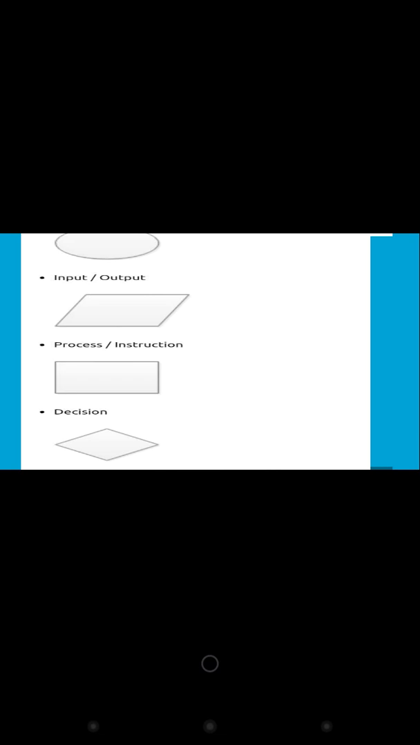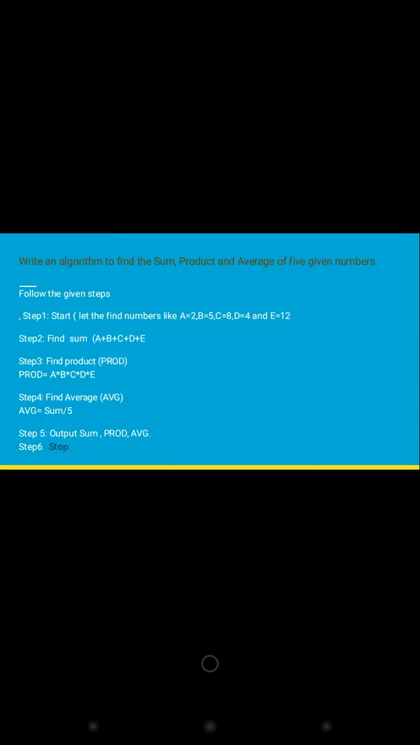4 types of flowchart symbols. Number 1 is oval. It is used for start and stop of the program. Number 2 is input and output. It is used to write the program input and output. It is called parallelogram. Number 3 is a rectangle. It is used for processing. Number 4 is decision making. It's called diamond shape.